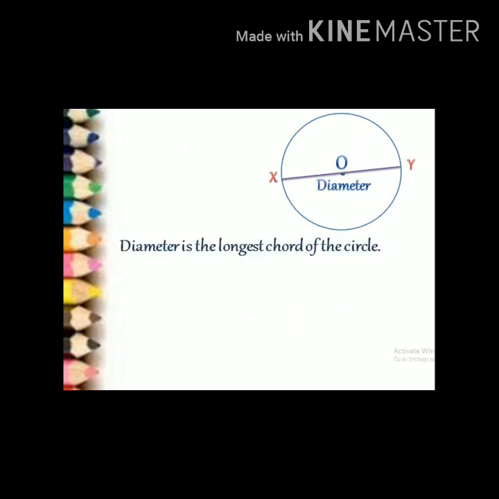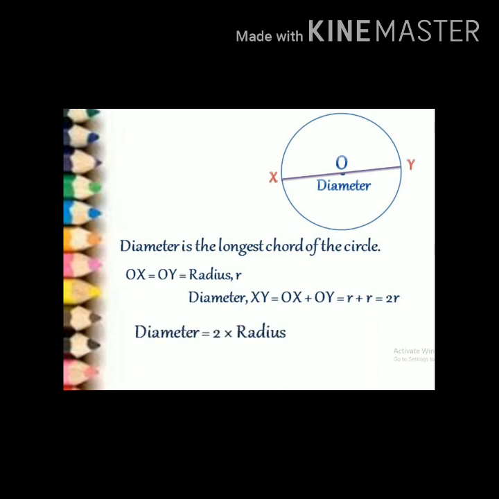Here is the diameter XY. From the figure we can identify that OX and OY are the radii of the circle. And we can write OX equal to OY equal to radius, it is R. Therefore, how can we find the diameter? Diameter XY equals OX plus OY. It is R plus R equal to 2R. Or we can conclude that diameter equals 2 times the radius.